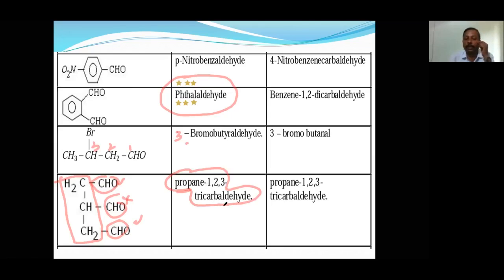Normally what will we write? We will write it as aldehyde, but here we will write it as carbaldehyde. Okay. So same way propane-1,2,3-tricarbaldehyde. Okay. In this chart, phthalaldehyde is important. The previous one, crotonaldehyde, is important. Likewise, whatever important ones I am suggesting, I think that before revision you will go through that.